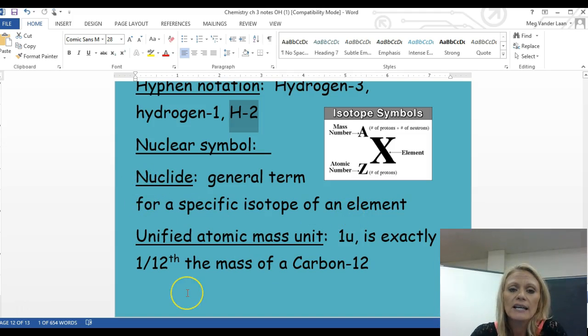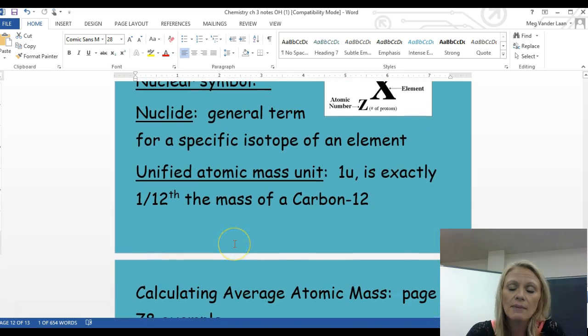A nuclide, however, is another name for isotopes. So if you have a specific isotope, say you have uranium-235, you would have the nuclide uranium-235. So you have a certain nuclide or an isotope of uranium. Now, the atomic mass unit. The unified atomic mass unit has been determined based on carbon-12.